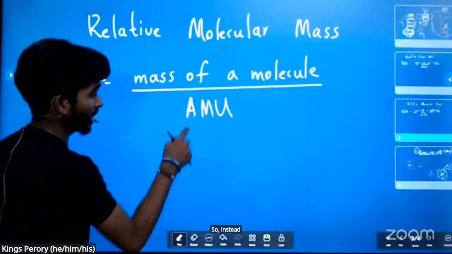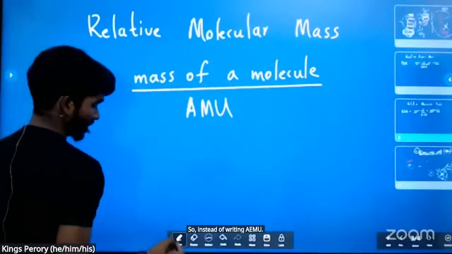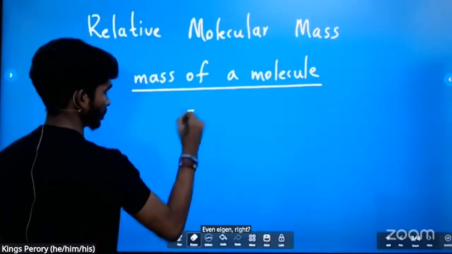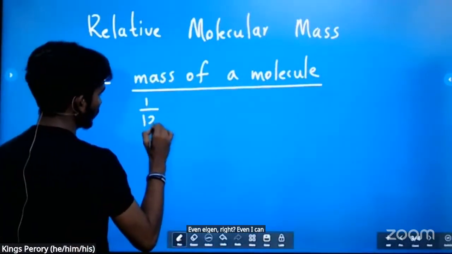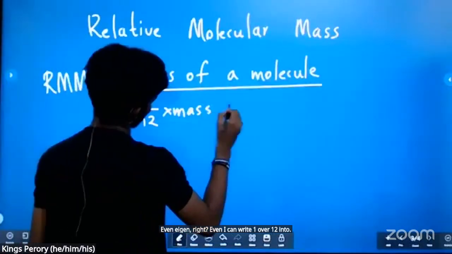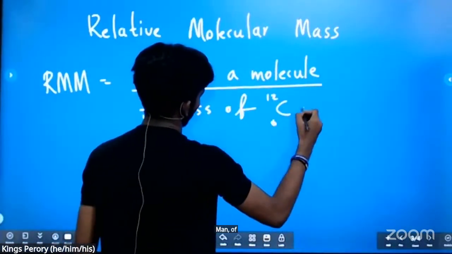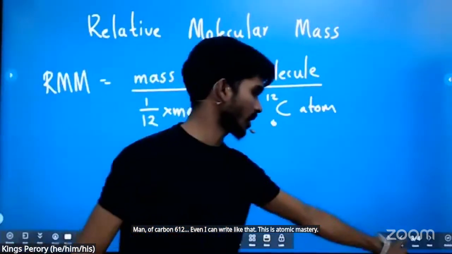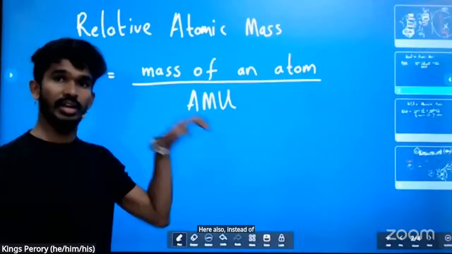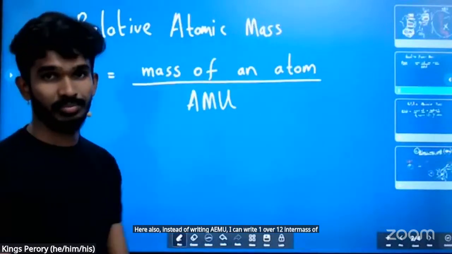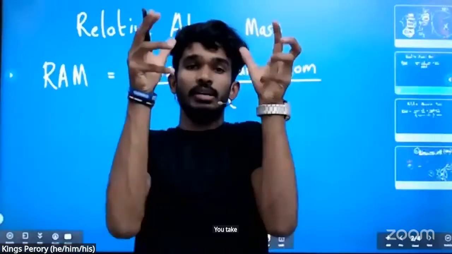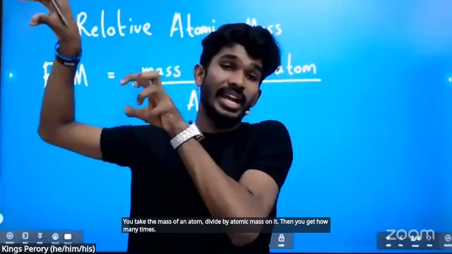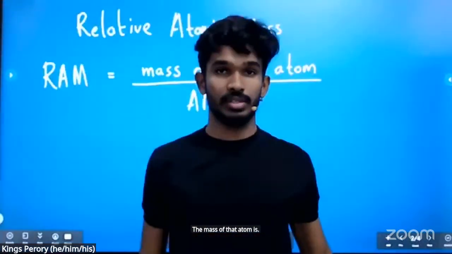So instead of writing AMU, I can even write 1 over 12 into the mass of carbon-12. This is the atomic mass unit. Here also, instead of writing AMU, I can write 1 over 12 into the mass of a carbon-12 atom. You take the mass of an atom and divide by the atomic mass unit. Then you get how many times the mass of that atom is when compared to the atomic mass unit.